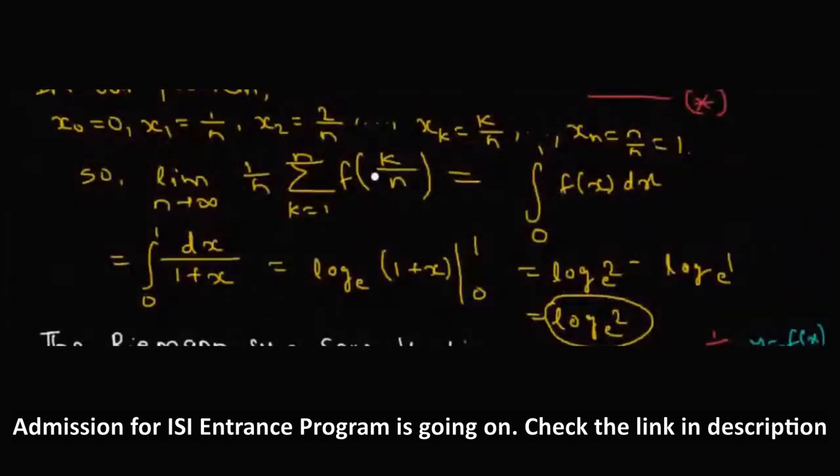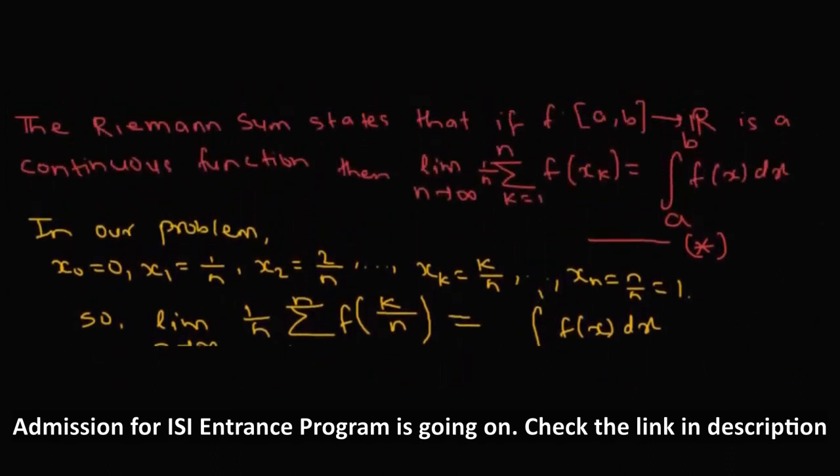And for the entrance examination we just need to remember this, so we can apply this whenever f is continuous in the closed interval a comma b, or here it is 0 comma 1. So this is the basic idea to solve this problem, and it ends here. Thank you.